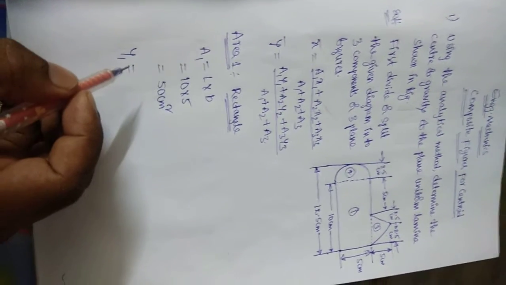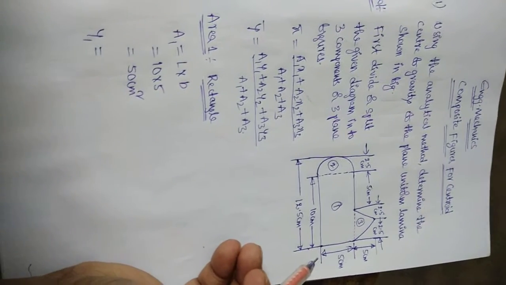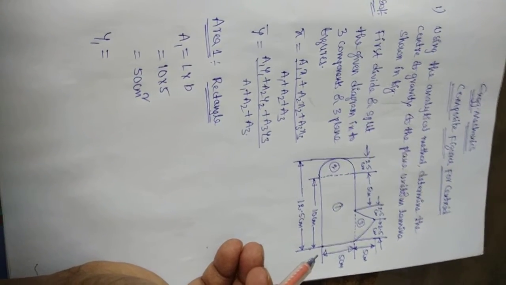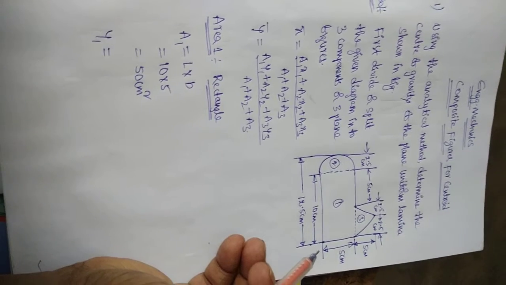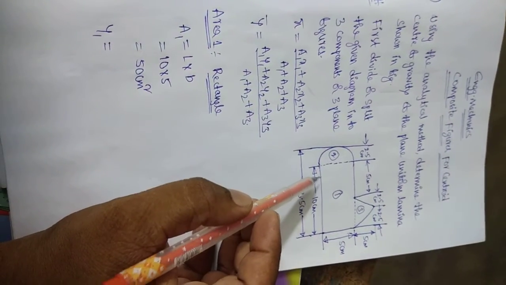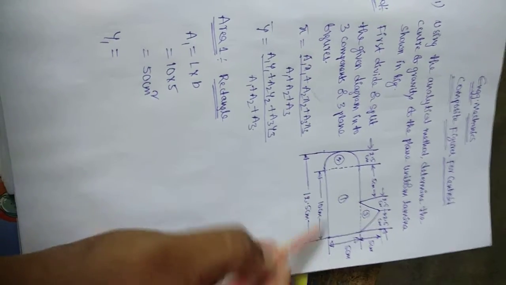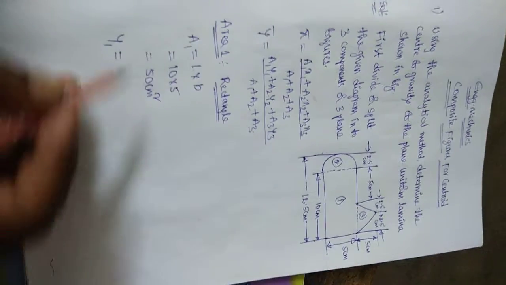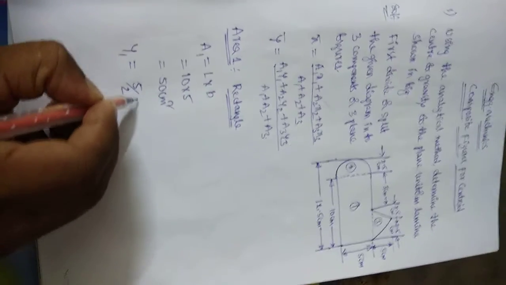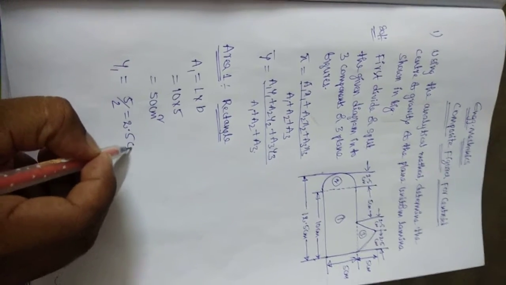Y1 is equal to, for Y1, in the previous video I explained how to take the y1, y2 and x1, x2 values. For considering y1 we need to go from bottom to top. Y1 is equal to 5 by 2, which is 2.5 centimeter.